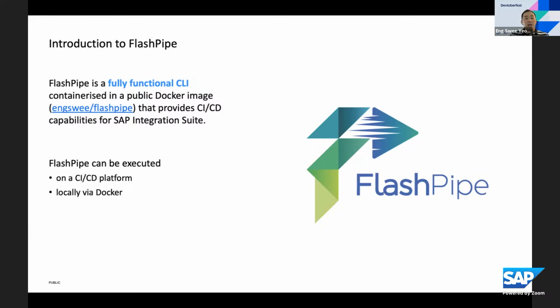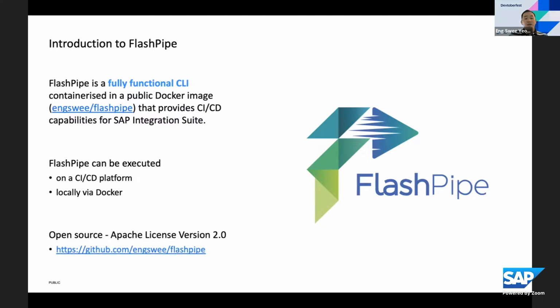Now, there are at least two ways you can execute FlashPipe. One, which is very common, is using a CI/CD platform, configuring it in a pipeline step. So you could be using it on GitHub Actions or Azure DevOps. You can also locally execute FlashPipe on your local laptop or desktop, using the Docker capability that you have on your own system.